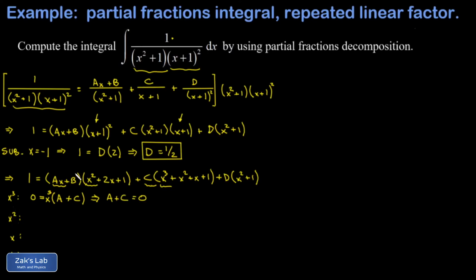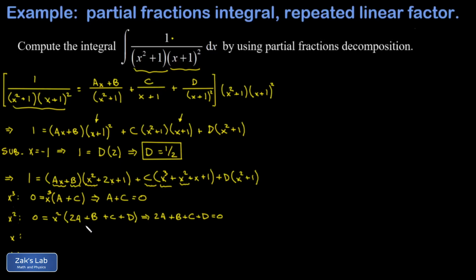Then we move to the x squared terms, and I can get one of those out of my first product by taking ax times 2x. That gives me 2ax squared, so I have a 2a in front of an x squared. I can also get one of those by multiplying b times x squared, so I have a plus b. And then I have a cx squared happening in my second term, so I have a plus c. And then I have a dx squared. And again, there are no x squared terms on the left side of the equation, so the sum of these four constants must be 0, and I have my second equation.